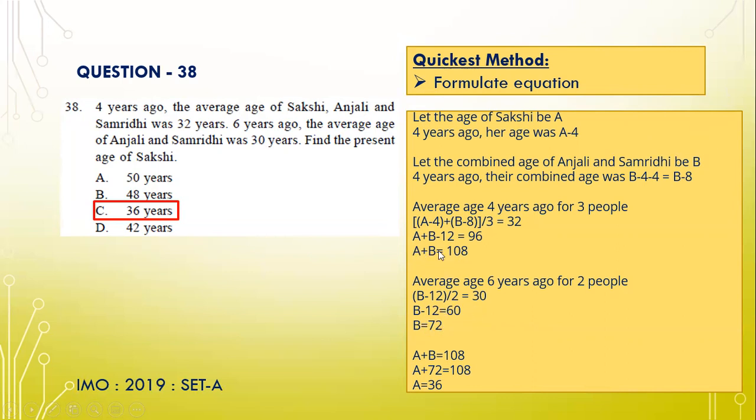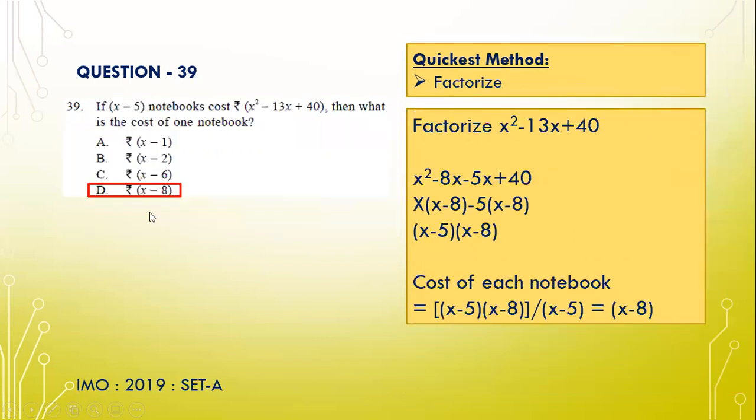So if a plus b is 108 and b is 72, what is a? a plus 72 is 108, so a is 36. What is a? a is the age of Sakshi. So a is 36 years. The age of Sakshi is 36 years.